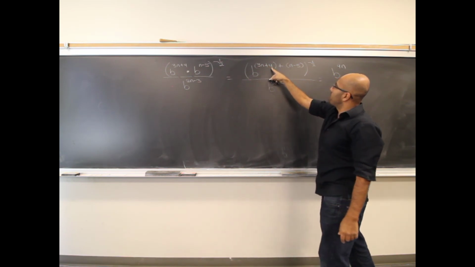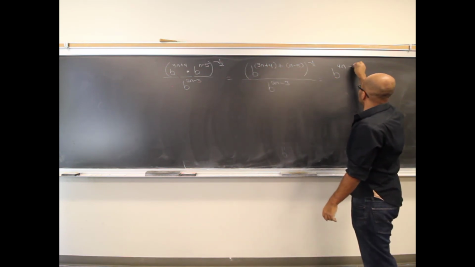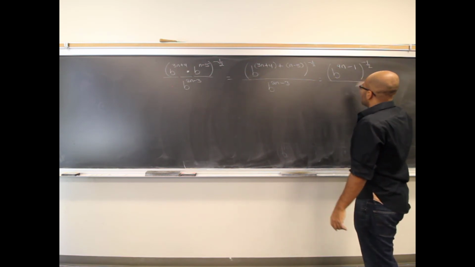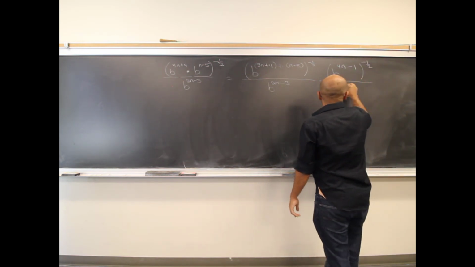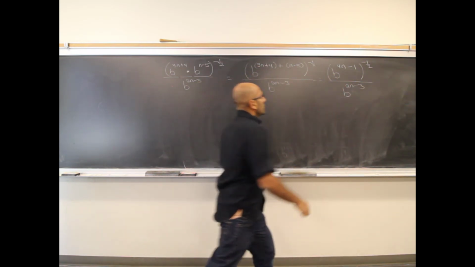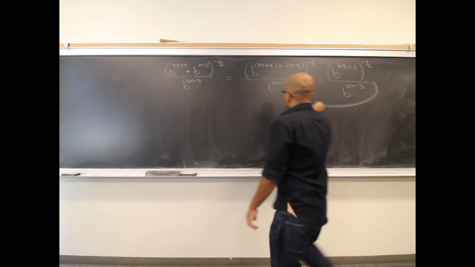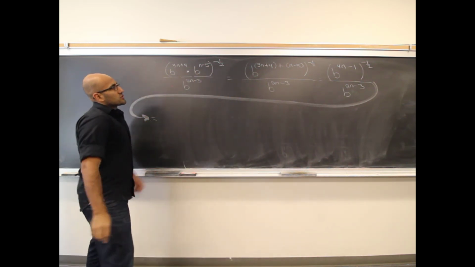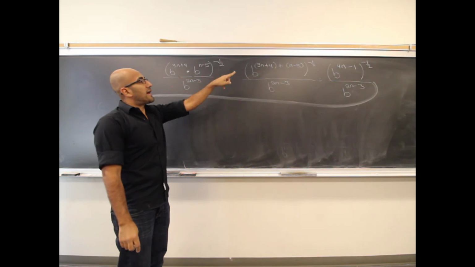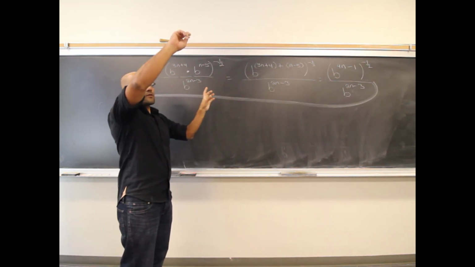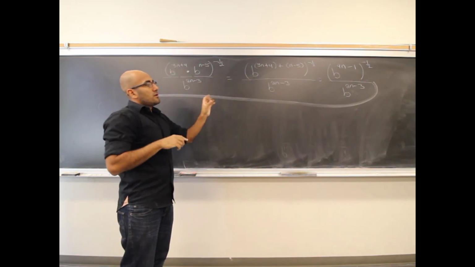And then I have a plus 4 minus 1, and all of that is being raised to the negative 1/2 power, and all of that is being divided by b to the 2n minus 3. Okay, so now let's go ahead and distribute that negative. What happens when I have an exponential number raised to another power? What do we do with them?